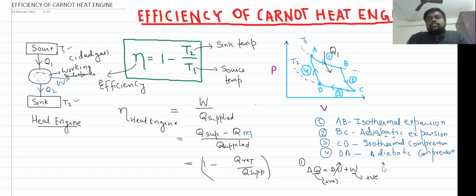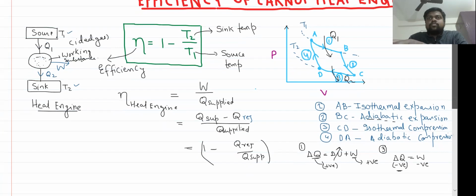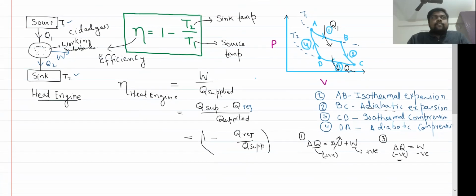Similarly, when you see the third step, again you can write delta Q is equal to work done, because delta U is 0. The third step is also an isothermal process. In this case, since the volume is decreasing, work done is negative, so delta Q also will be negative. That means heat is rejected in this process. Let us call this rejected heat Q2. In the fourth step, there is no exchange of heat because it is adiabatic compression. In an adiabatic process, there won't be any heat exchange. So based on this information, we can further simplify this.